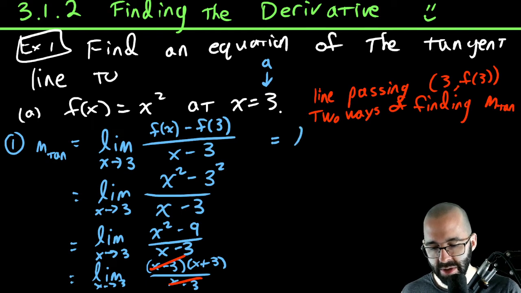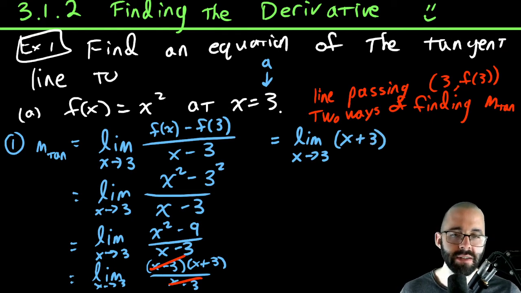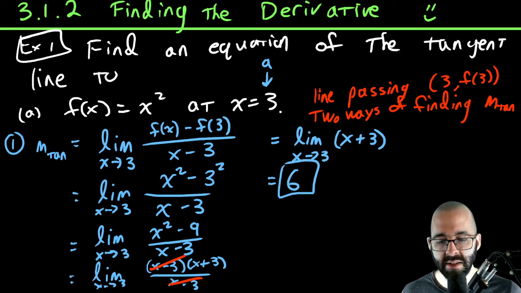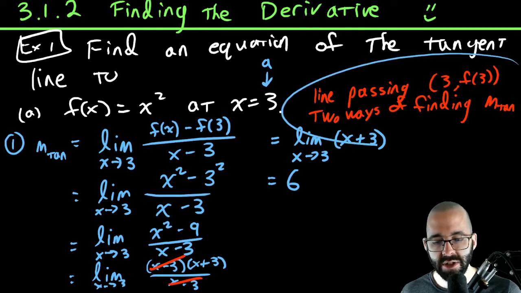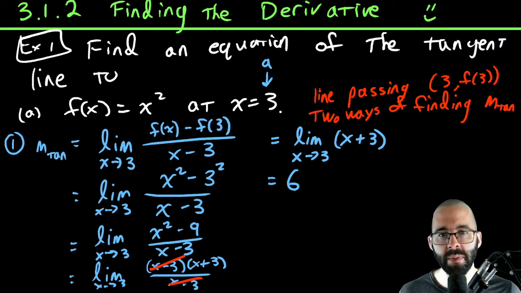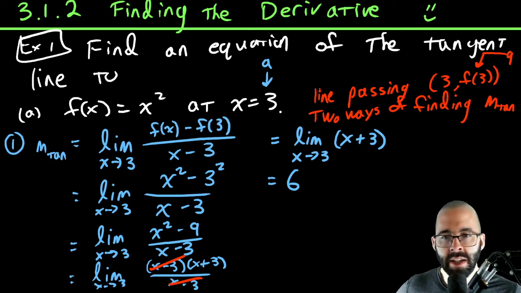So that's going to be equal to the limit as x approaches 3 of just x plus 3. This is a polynomial. We can now use direct substitution. All right, the slope is 6. So we were asked to find the equation of the tangent line. And the tangent line is a line passing through that point with this slope. Well, what is f of 3? We found f of 3. f of 3 was 9. It's a line going through the point 3, 9 with this slope.